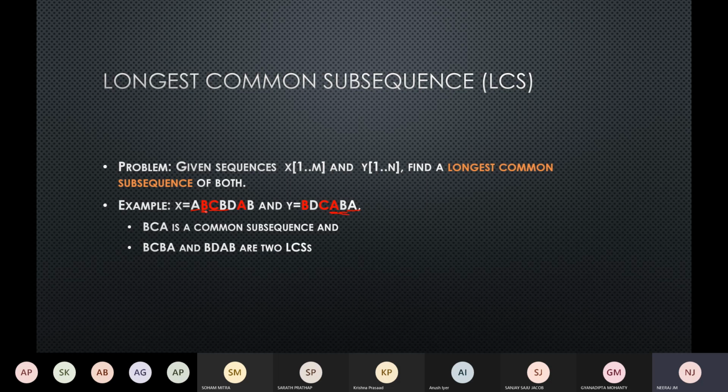Then we'll go to B. Is B starting? Yes, B is starting. C, is C there anywhere after B? Yes, it is there. You can see it. And then next we'll go to B. Is B anywhere after C? Yes, it is there. We'll go. Then we'll go to D. Is D anywhere after your C which you have found out? No, it's not there. So you stop it. So you keep comparing this one by one and find the longest possible subsequence, longest common subsequence.